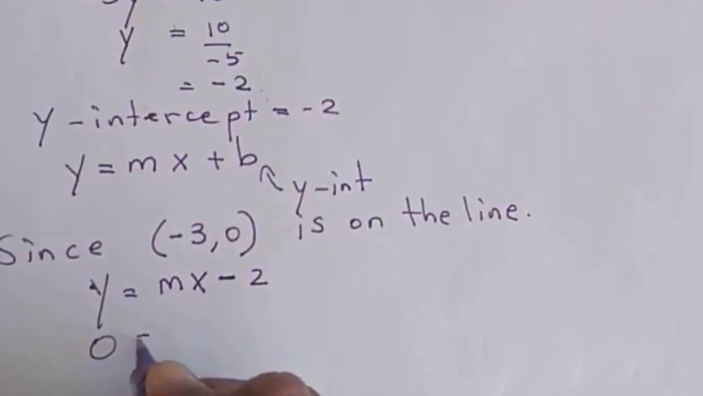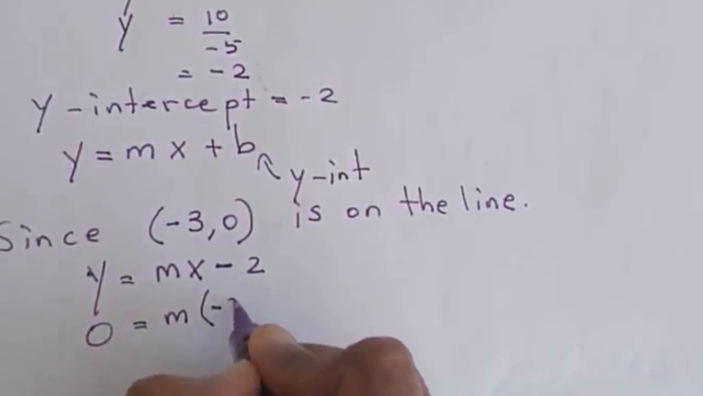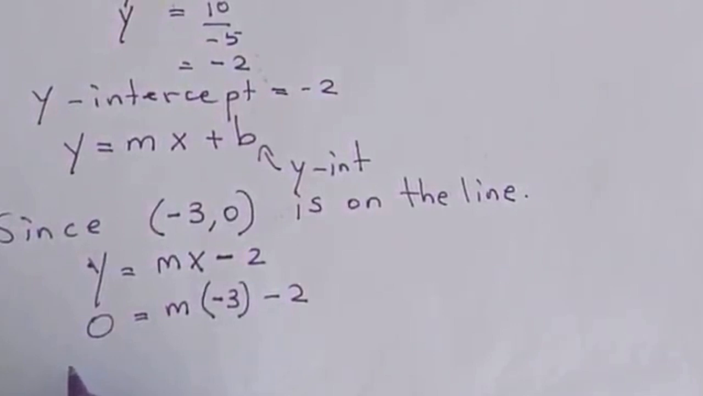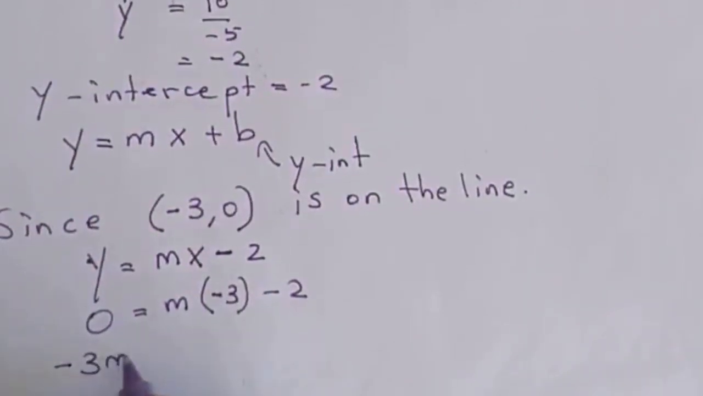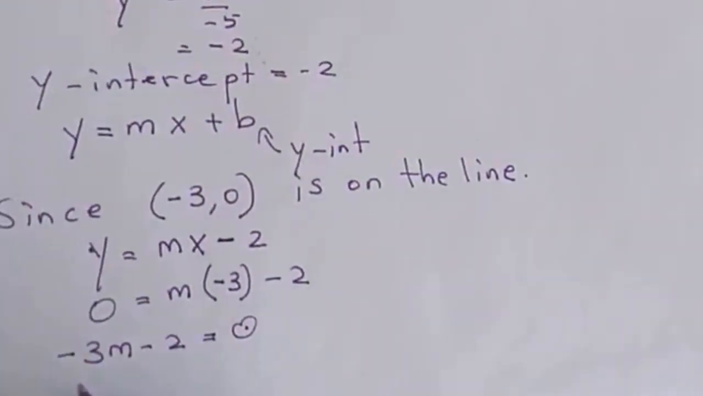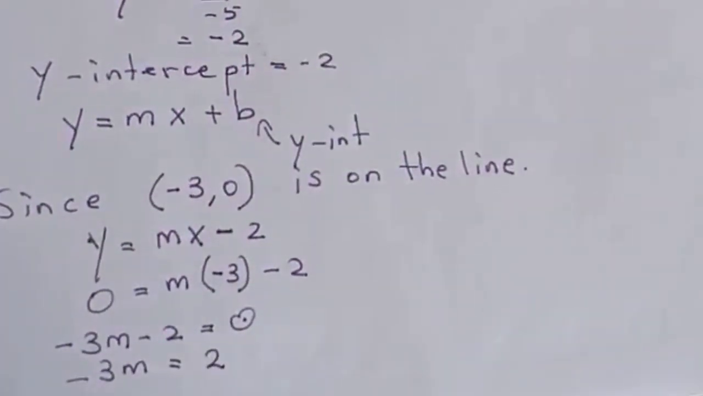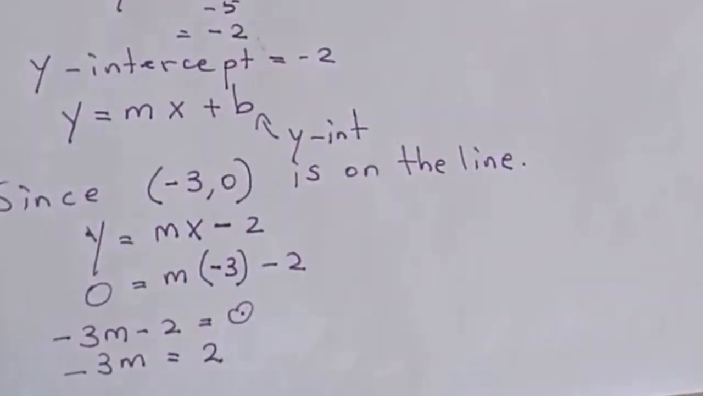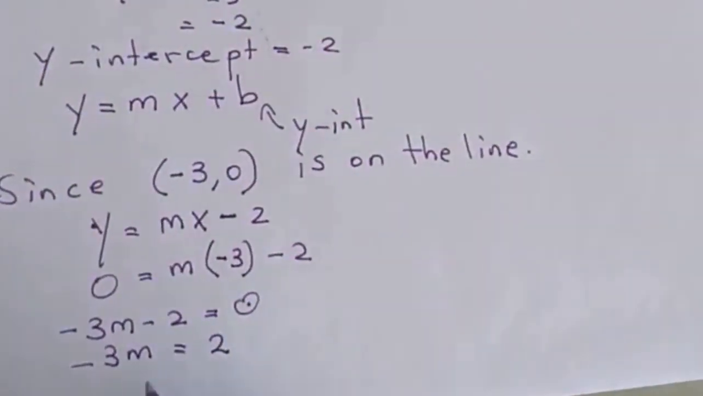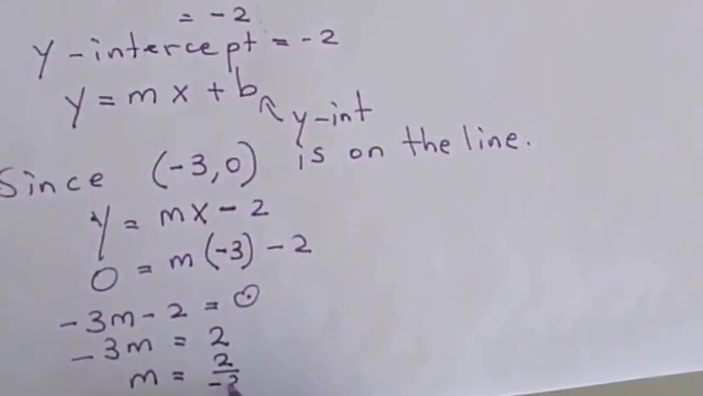So y is going to be 0 because that's the x-intercept, and x is negative 3. Let's solve for m: 0 equals negative 3m minus 2. I have to isolate m. Let's leave m on one side and move the negative 2 to the other side, which becomes plus 2. To isolate m, I divide both sides by negative 3, so m equals 2 divided by negative 3.